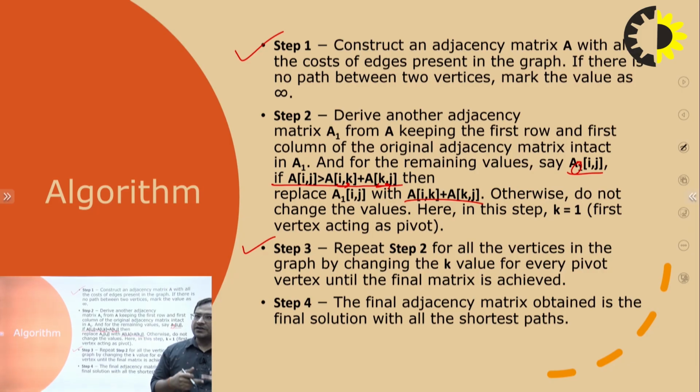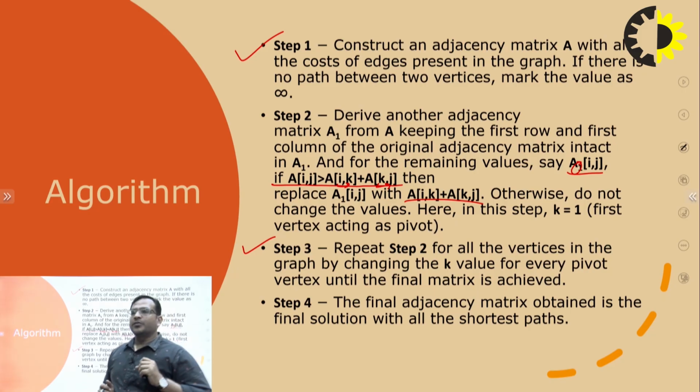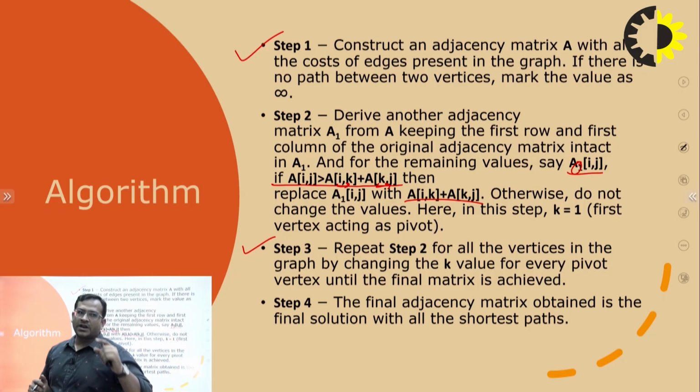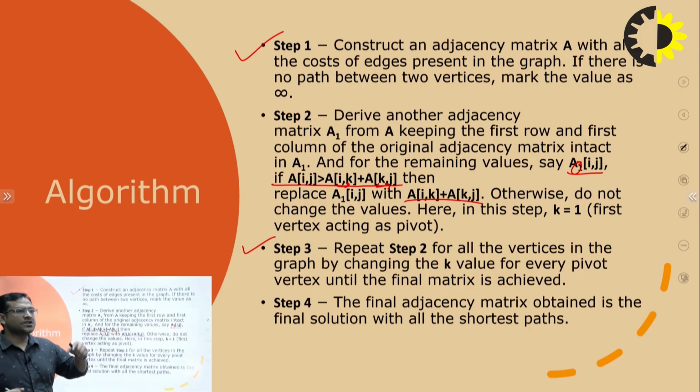So it is basically running, suppose you have 4 vertices, this step runs 4 times. Suppose you have 5, you run it 5 times. So it totally depends on the number of vertices. Whenever a graph is given, you know the value of k. On the basis of this, you can write the loop.